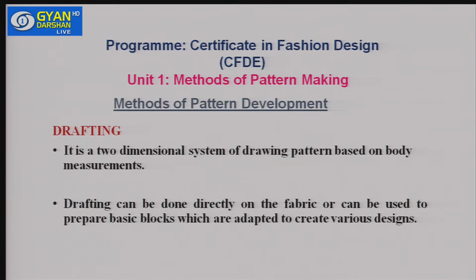So what tailors do is take the body measurement and directly transfer that measurement on the piece of fabric, or they might use paper. Drafting is the two-dimensional system of drawing the pattern based on body measurement, and drafting can be done directly on the fabric or used to prepare the basic blocks which are adapted to create various designs. So drafting is the first and basic method for creating the pattern.